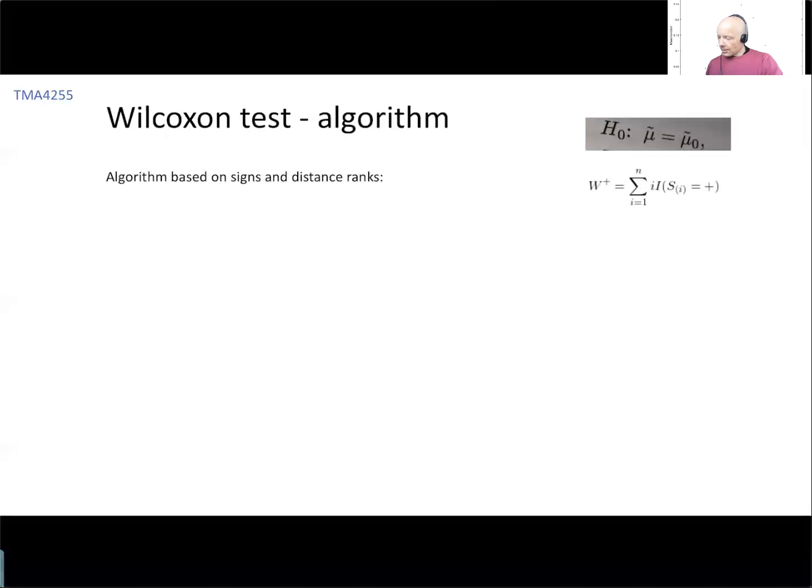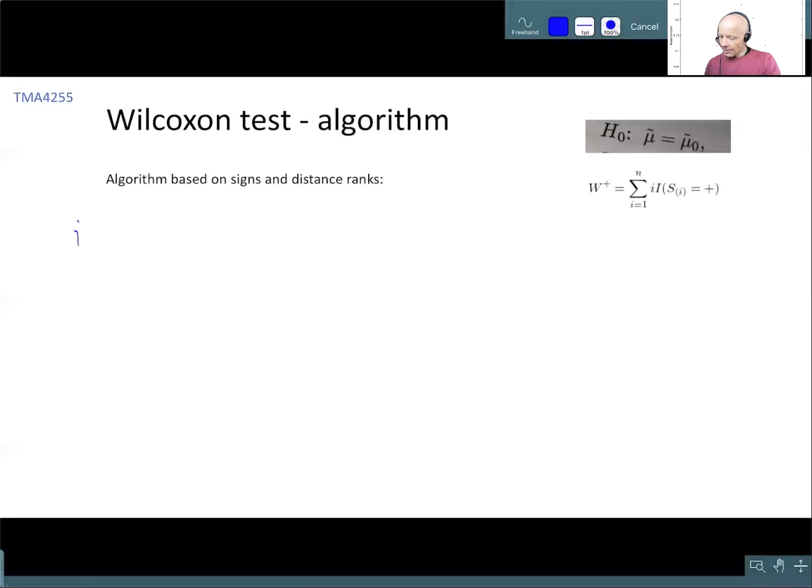So let's go through this in steps. The first step here is to look at the data compared with the pre-specified median. So we can compute something called V_i, that is the sample minus this pre-specified median or mean.